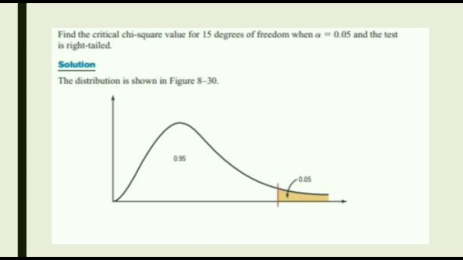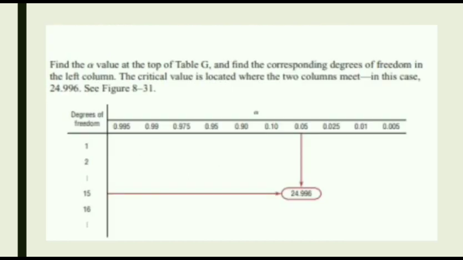Find the critical chi-square value for 15 degrees of freedom when alpha is equal to 0.05 and the test is right-tailed. The distribution is shown in 8 to 30. Muna siya ang graph. Degrees of freedom, ipangayon niya ang 15 degrees ganin na. Tapos, ang alpha niya kay 0.05.